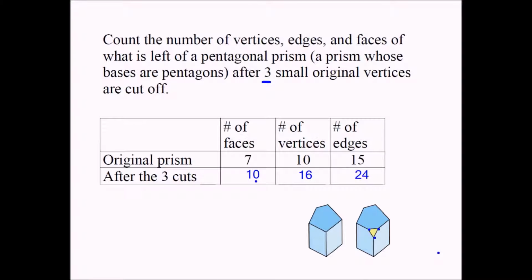So my answers are 10 is the total number of faces, 16 is the total number of vertices, and 24 is the total number of edges.